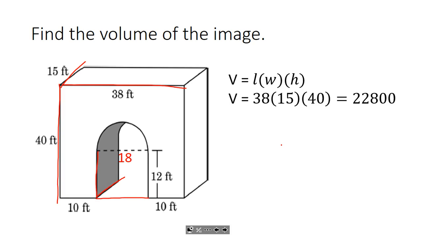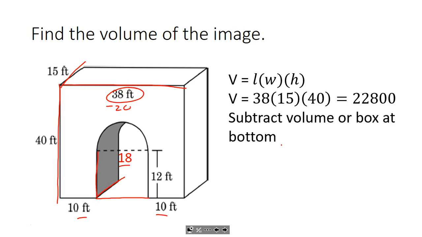So this whole thing up here was 38, so I'm going to subtract 20 from it because I got my 10 here, my 10 here. So that's how I got the 18 here. So when I find the volume of this area right here, or that box in essence, I'm going to multiply 18 times my 15, that was my depth here, times my 12.